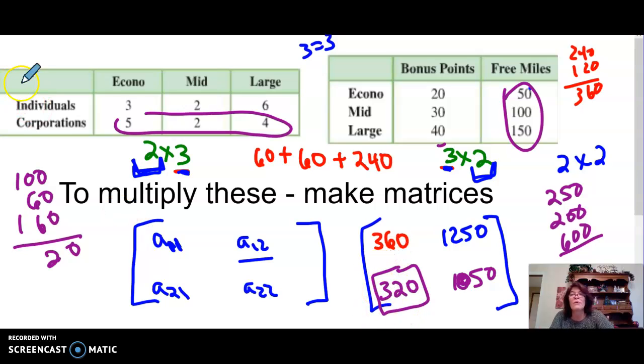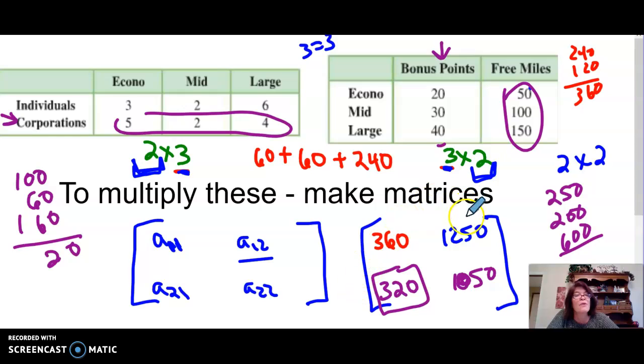So second row, look at the second row, corporations, first column, bonus points. Do you see what I mean? That's where the meat comes from, or the application comes from, okay? So you would have to say, well, it's how many bonus points were awarded to corporations.